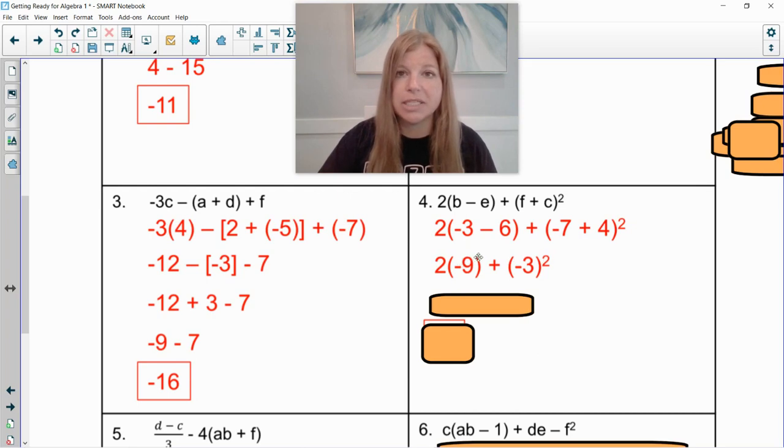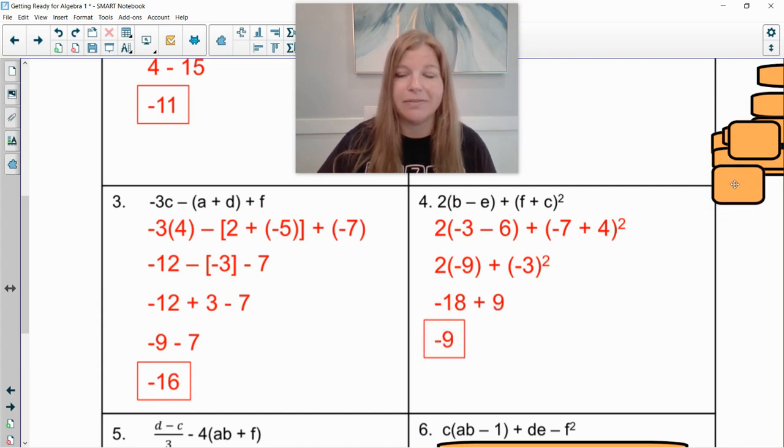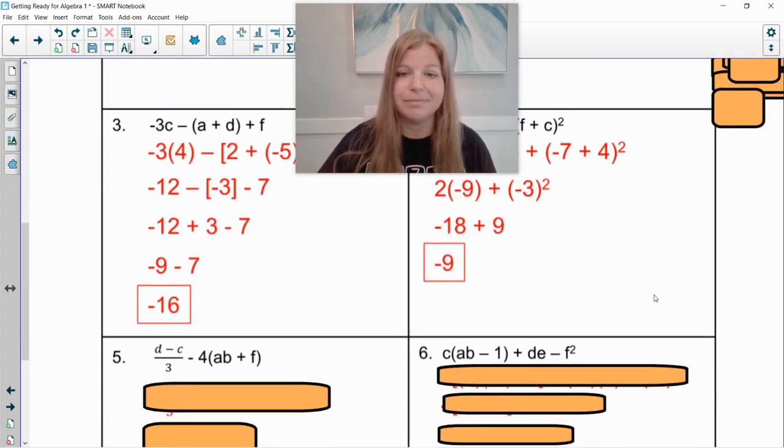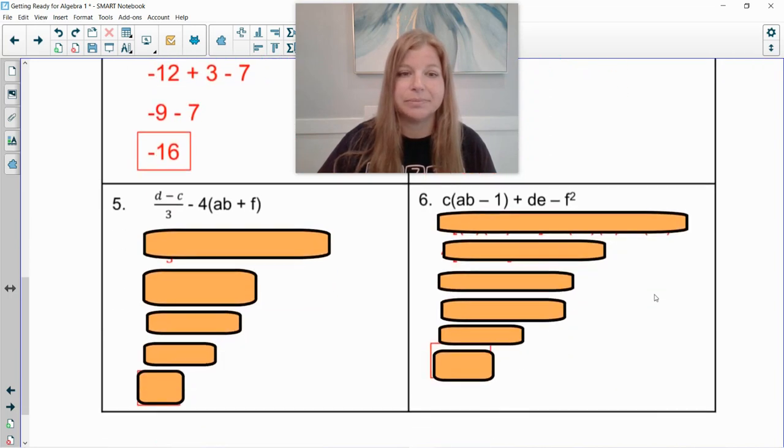Because these two parts of the expression are separated by a plus sign, I can take care of them at the same time. 2 times -9 is -18. Plus (-3) squared. We talked about this before. Squaring something means to multiply it by itself. -3 times -3 is +9. And then -18 plus 9 would get me -9.